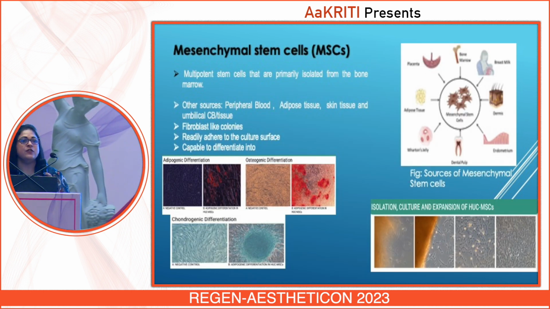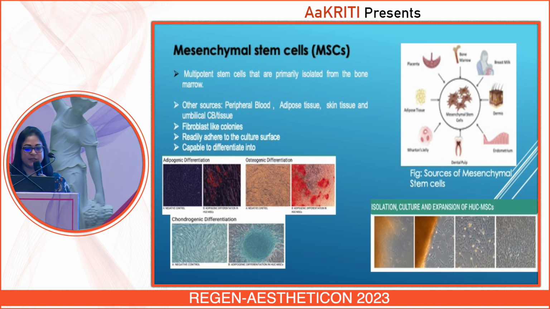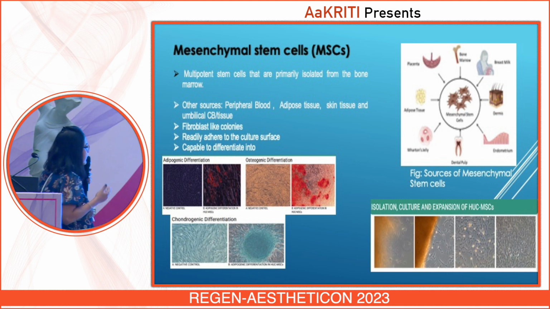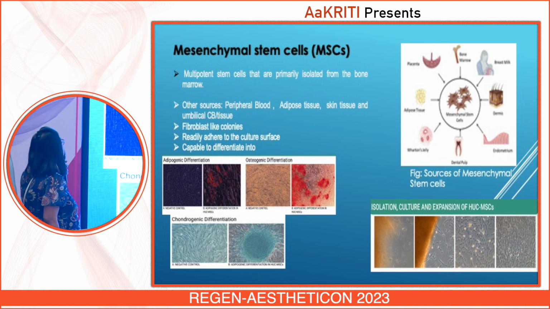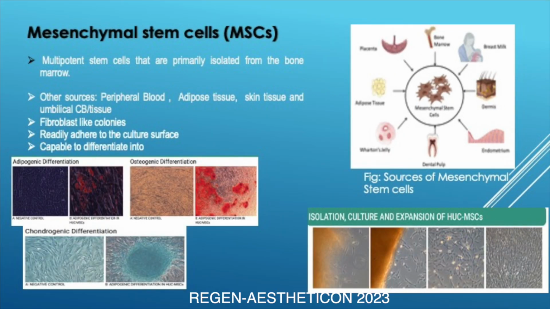So next is non-hematopoietic stem cell. We call it mesenchymal stem cells, and it's a gift for regenerative medicine, you can say, because it has several unique properties, it can be used easily in the clinical aspect. So these are our sources: peripheral blood, adipose, umbilical cord blood, and tissues.